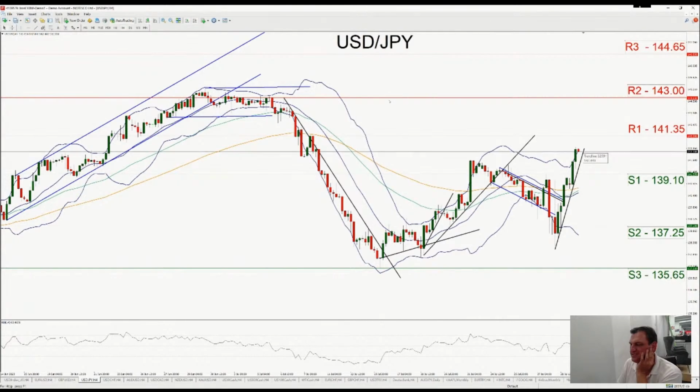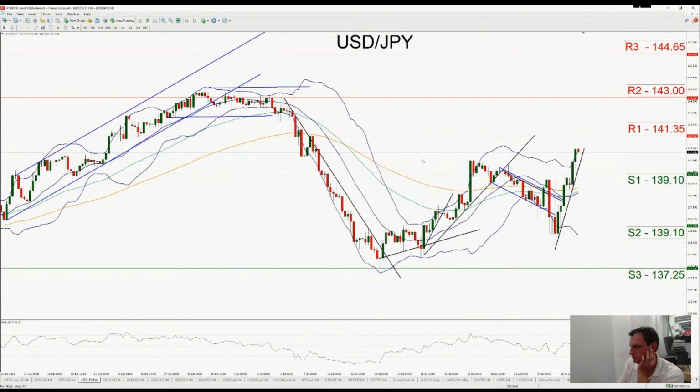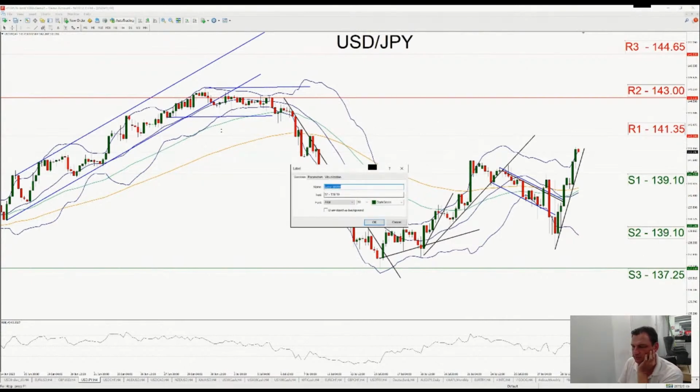We have a very steep upward trend line, and that's somewhat of an issue. By the way, we have to correct also the labels. We didn't do that, we have got that. We're making a start with the S3, which is now being placed at 137.25. The S2 at 139.10. The S1 at 141.35.